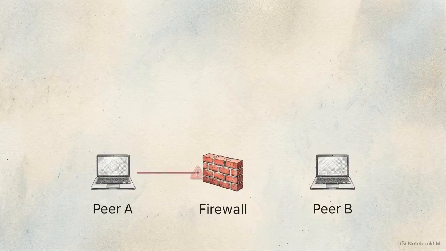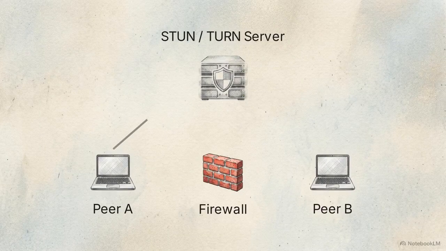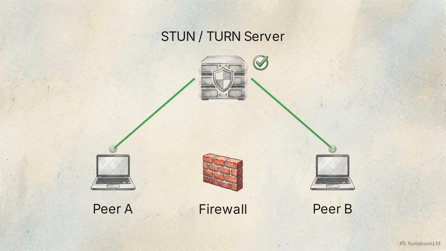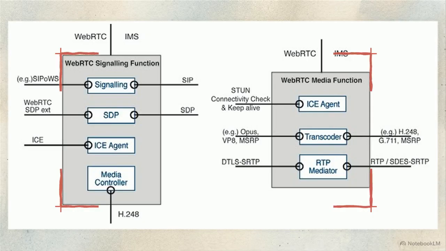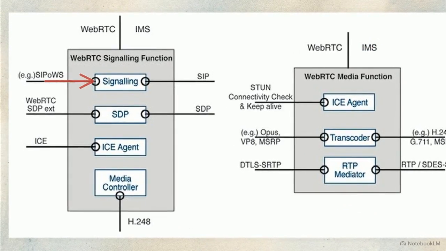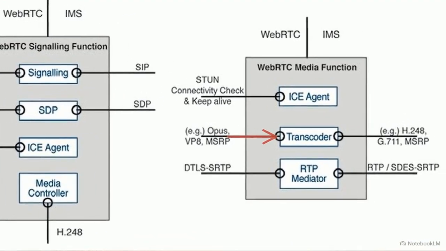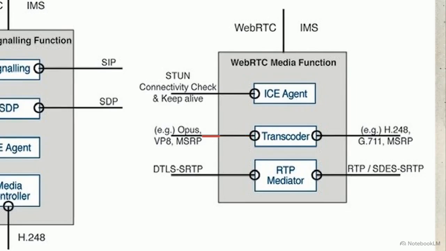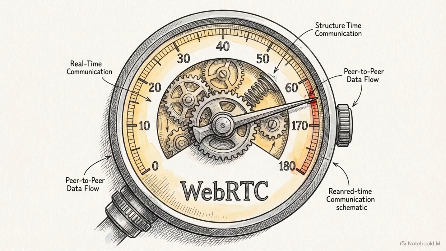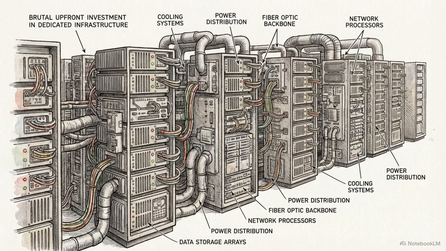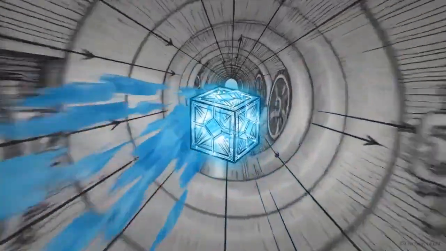To get this speed, you take on massive architectural complexity. Bypassing standard firewalls requires you to deploy and maintain complex STUN and TURN servers, just so the peers can locate each other. Look at this technical diagram. Integrating WebRTC with standard enterprise networks often requires dedicated gateway infrastructure, like a signaling function to translate protocols and a media function to handle ICE and transcoding. WebRTC delivers the absolute lowest audio latency possible, but it demands a brutal upfront investment in dedicated infrastructure to manage the connections.